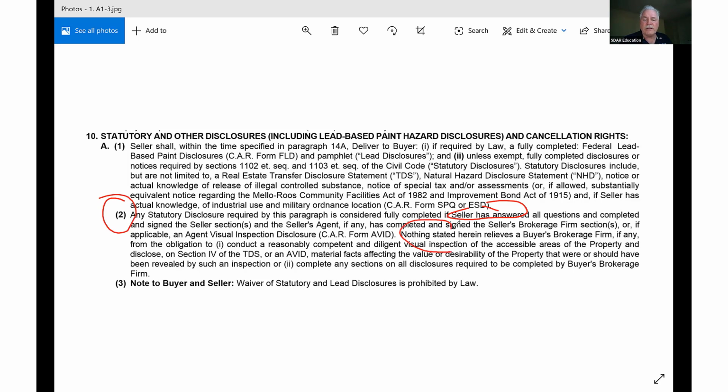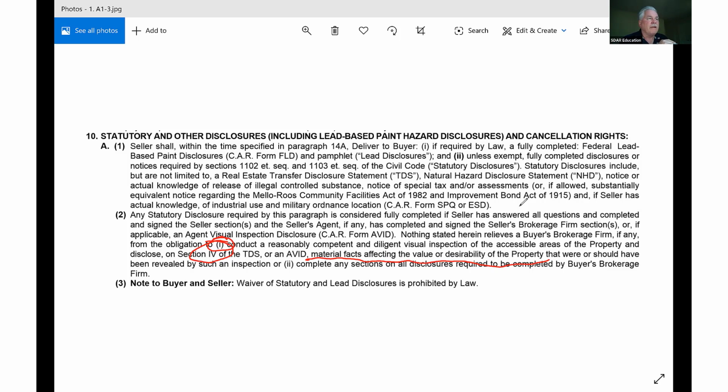Nothing stated herein relieves a buyer's brokerage firm, if any, from the obligation to do the following. So remember, the statutory purpose is completed with the seller and the listing agent, but now the buyer's agent also has to do a reasonably competent, diligent visual inspection of the accessible areas of the property and disclose, on section 4 of the TDS, we just talked about that, or an AVID, material facts affecting the value or desirability of the property that were or should have been revealed by such an inspection.